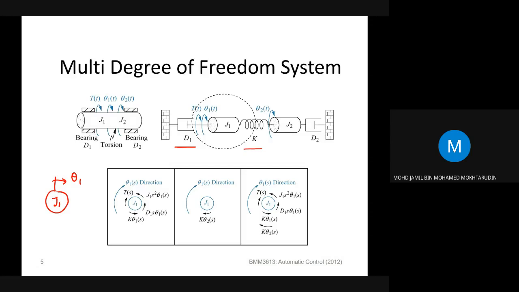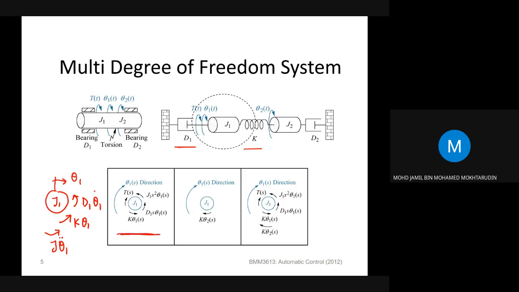So the torque by damper D1 and spring K will be resisting the motion of theta 1, which is clockwise. So the torque here will be anti-clockwise, okay? So D1 is anti-clockwise, D1 theta 1 dot, and K theta 1. And don't forget the inertia, J theta 1 double dot, okay?